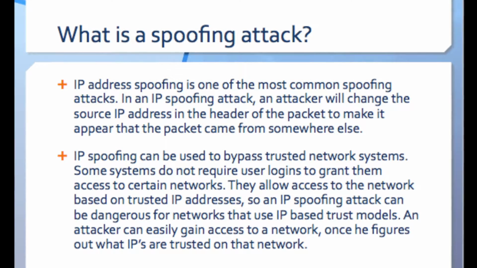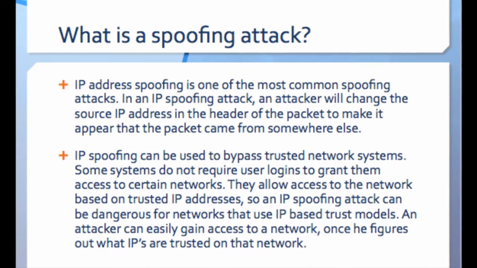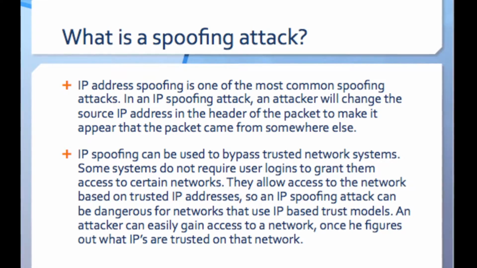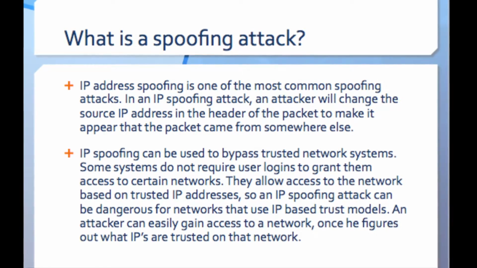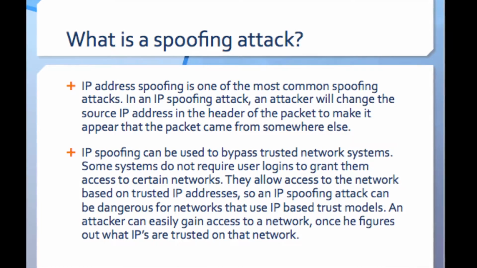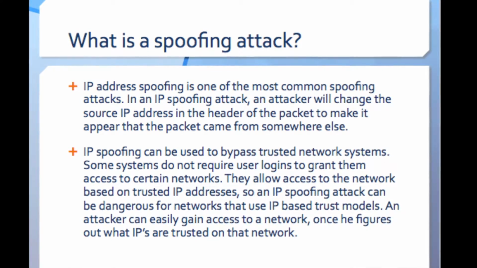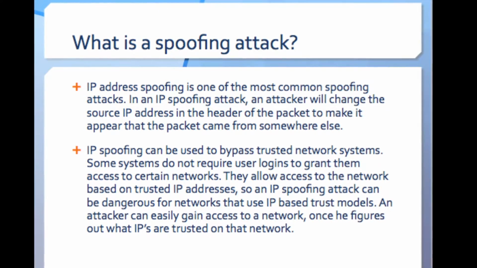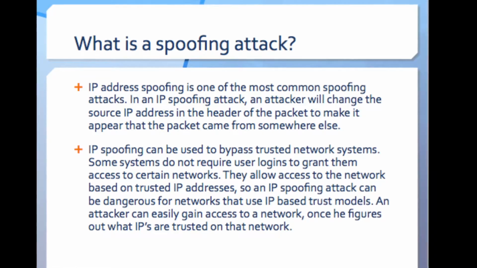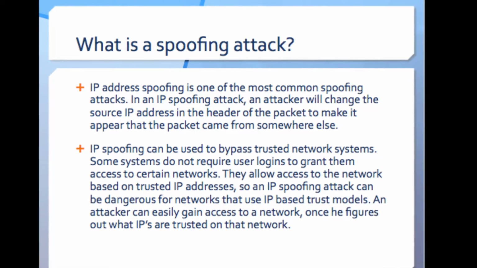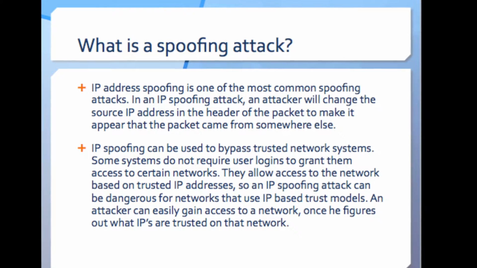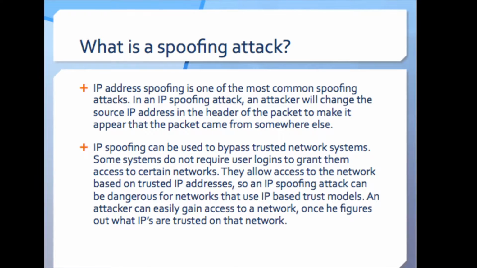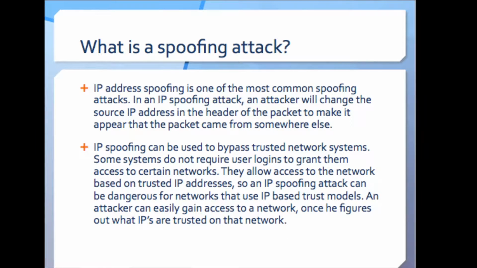IP address spoofing is one of the most common spoofing attacks. In an IP spoofing attack, an attacker will change the source IP address in the header of a packet to make it appear that the packet came from somewhere else. IP spoofing can be used to bypass trusted network systems as well. Some systems do not require user logins to grant them access to the network. They allow access to the network based on trusted IP addresses, so an IP spoofing attack can be dangerous for networks that use IP-based trust models. An attacker can easily gain access to a network once he figures out what IPs are trusted on that network.